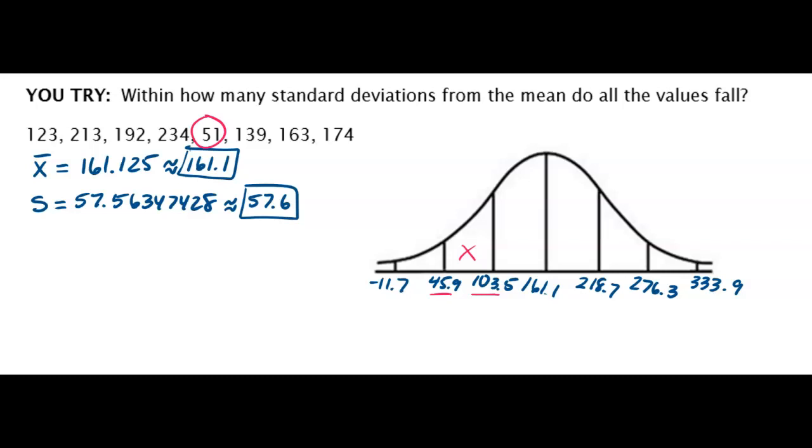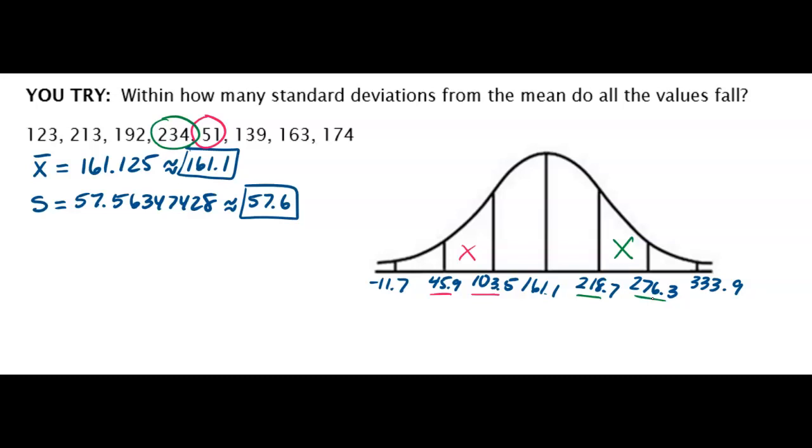So our highest value would be 234. Now I need to look at my normal curve and figure out where 234 would be. That is in between 218.7 and 276.3. So I'm going to put an X here. Now we're done with all of our work, but we need to interpret what it means.